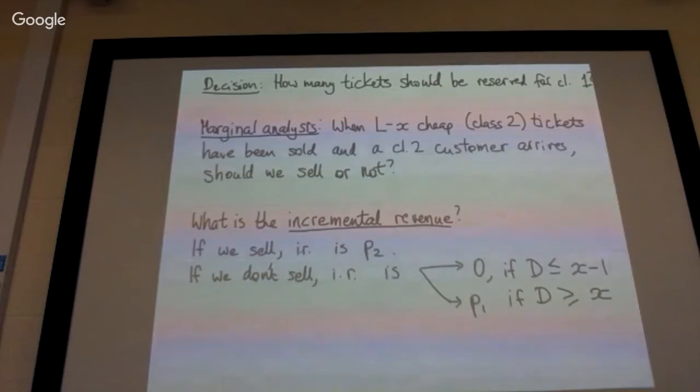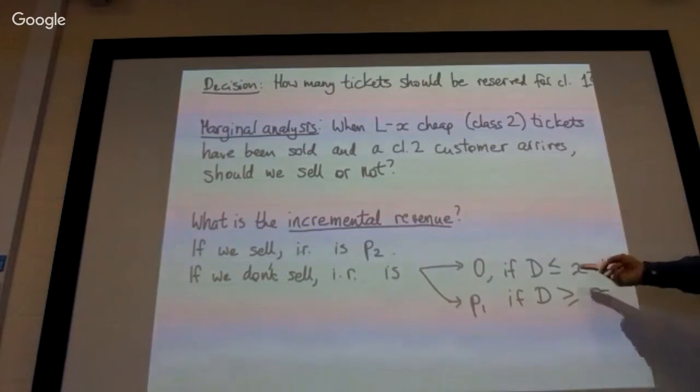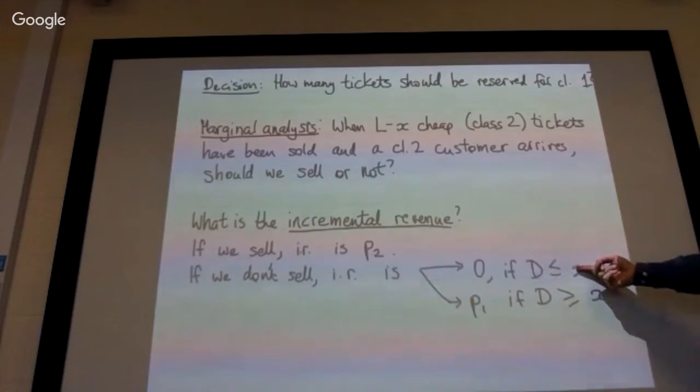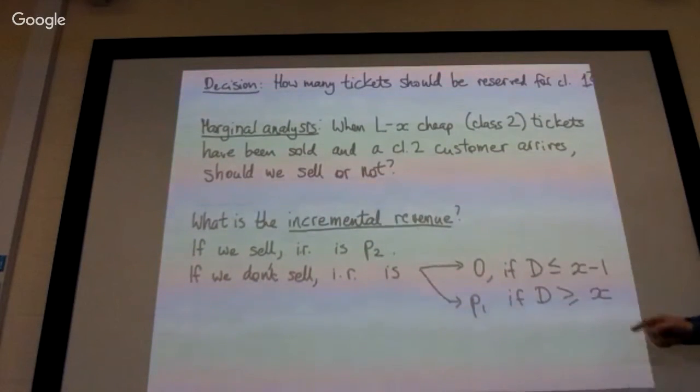So we're looking at a situation where the top X seats are still left for class 1, and we're looking at the X-th seat, whether to sell it cheap or not. And if we sell it cheap, we earn this much. If we don't sell it cheap, then we're either earning nothing if the demand is going to be small, or we're earning a bit more if the demand is going to be large enough. Okay, that's the idea.